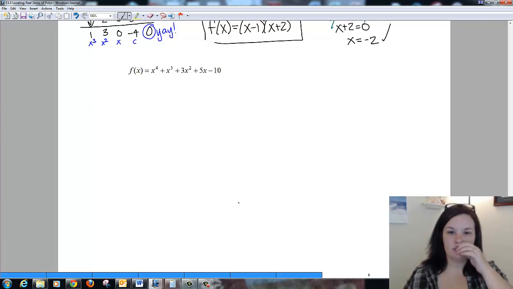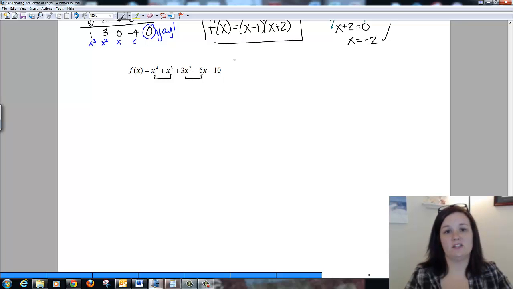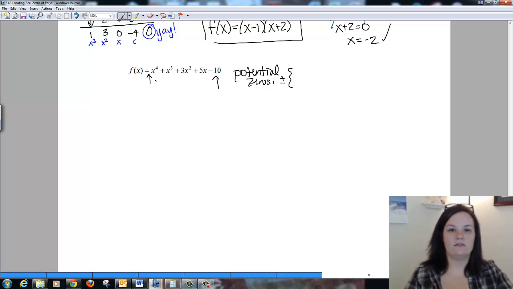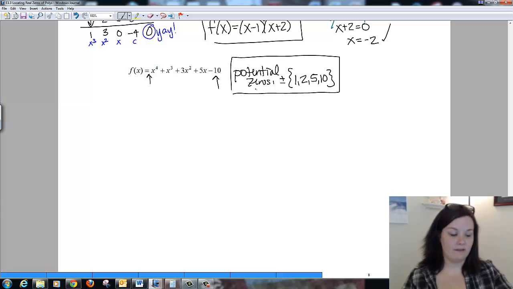Okay. So this one again, I can't factor this right off the bat, because if I tried grouping, I'm one term short. So I'm going to go ahead and find all my potential zeros, which is going to be plus or minus all the factors of 10 over all the factors of 1. So pretty much just all the factors of 10, which is 1, 2, 5, and 10. Okay. So here are my potential zeros. Now I'm going to start plugging them in until I find one that works.